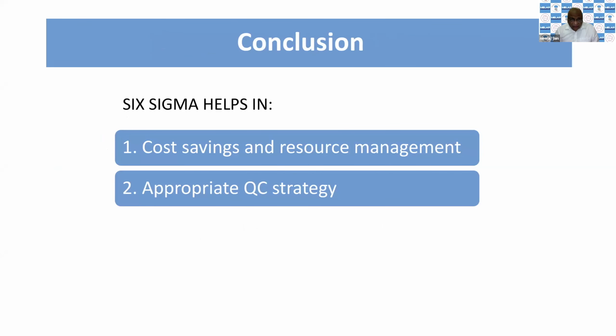And now we have understood Six Sigma helps us with cost saving and better resource management. And we can define an appropriate QC strategy for our laboratory. For that, there is one CLSI document also, evaluation protocol EP23A. So you can refer to that also. And if we are following an appropriate QC strategy, we can reduce the number of controls, we can reduce the frequency of controls, and we can also optimize our Westgard tools.